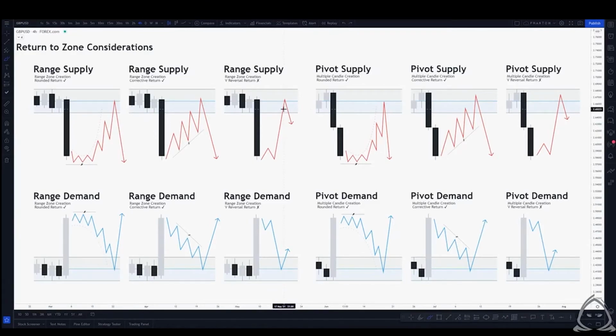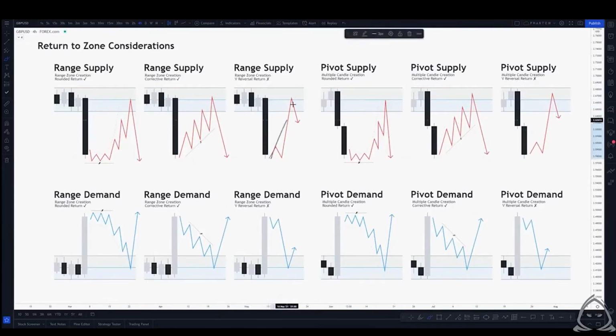Now, if we move to the final return back to the zone, we have a V reversal type return. And this is basically where price creates a supply zone. We break to the downside and price basically immediately reverses back into it. We create that V price action. These are a very risky play in terms of trying to trade the sell on the supply zone.